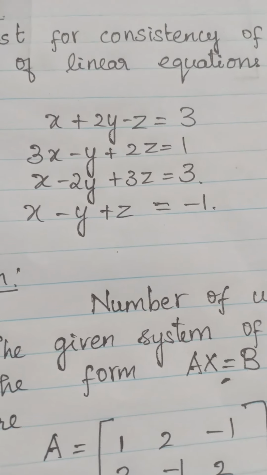So for that I am writing R4 as R4 minus R1. So 0, then minus 1 minus 2 is minus 3. And 1 plus 1 is 2. Then minus 1 minus 3 is minus 4. So this is how we have got the first step.